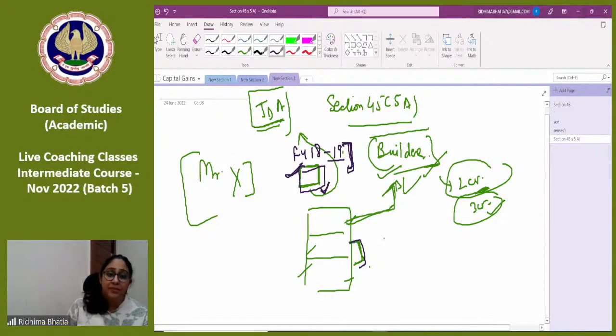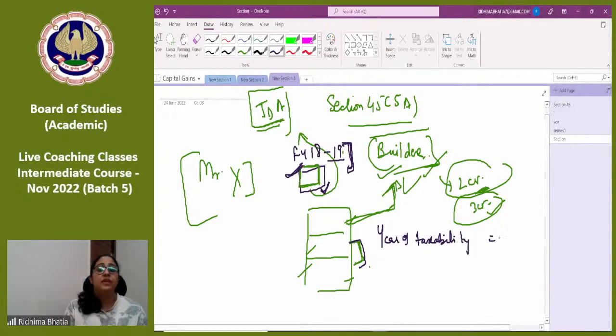When will I get in return? When they are built, when they are properly built, when a certificate of completion is issued. Hence my year of taxability would be the year in which I get that house or the certificate of completion, these 2 flats. So hence the certificate of completion when issued, that would be the year of taxability.